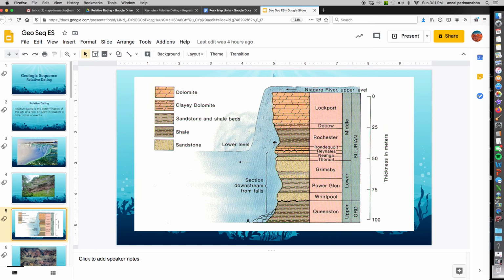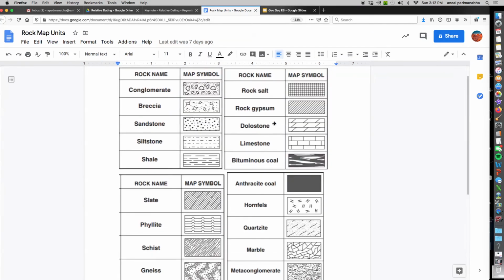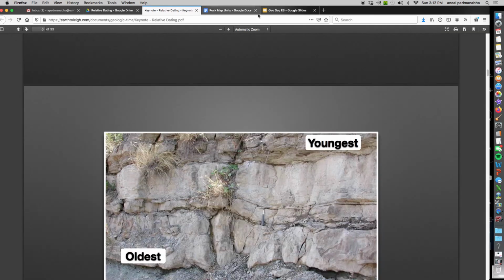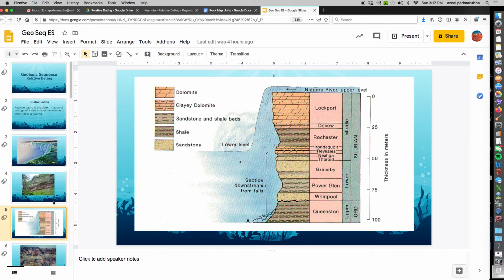And they can make a lithostratigraphic column. So here is a drawing of horizontal rock layers. So we know here the Queenston Shale, we have the Whirlpool Sandstone all the way up to Lockport Dolostone. So if you went to Lockport Caves, you went into Lockport Dolostone. They had dolomite here, but if we look at our map units in our Earth Science reference table, it's Dolostone. It doesn't make a difference as we go through all these ones.